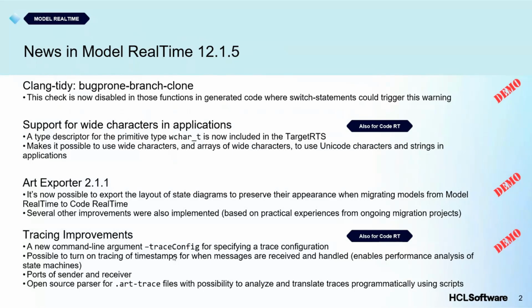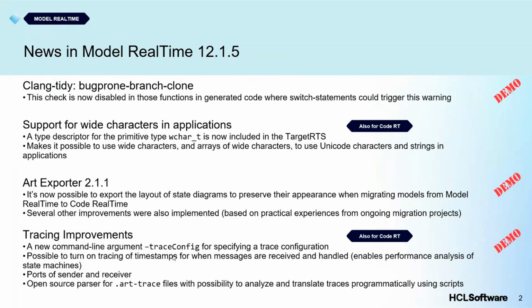The art exporter has a brand new version, actually 2.1.1. I think it is so new, it's actually being published as we speak. And the main news in that version is that now it's possible to export the layout of state diagrams, so that you can preserve the appearance of state diagrams in Model RealTime models when you are exporting them to Code RealTime. But there were also several other improvements and bug fixes that we did based on feedback from ongoing migration projects.